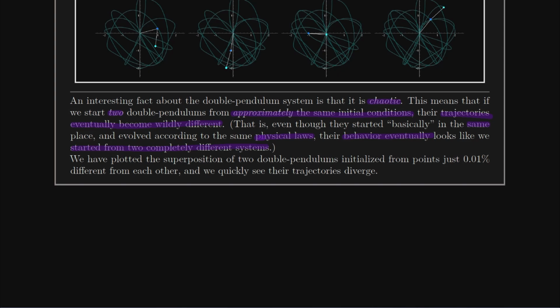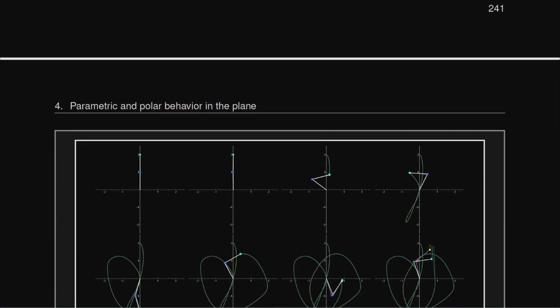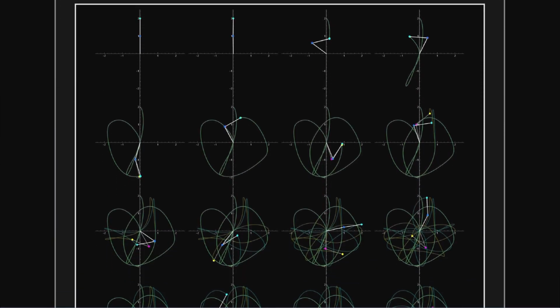And so to make this a little bit more clear, I've gone ahead and plotted the superposition of two of these. Superposition, not quantum superposition, I just mean like putting two of them on the same image. Initialized from points just 0.01% different from each other. And what we end up seeing is the following. So I've ended up tracing both of their outcomes. My first one is traced in red, and my second one is traced in blue. But of course, when you're watching the video, these are the opposite colors. So I guess cyan and orange.